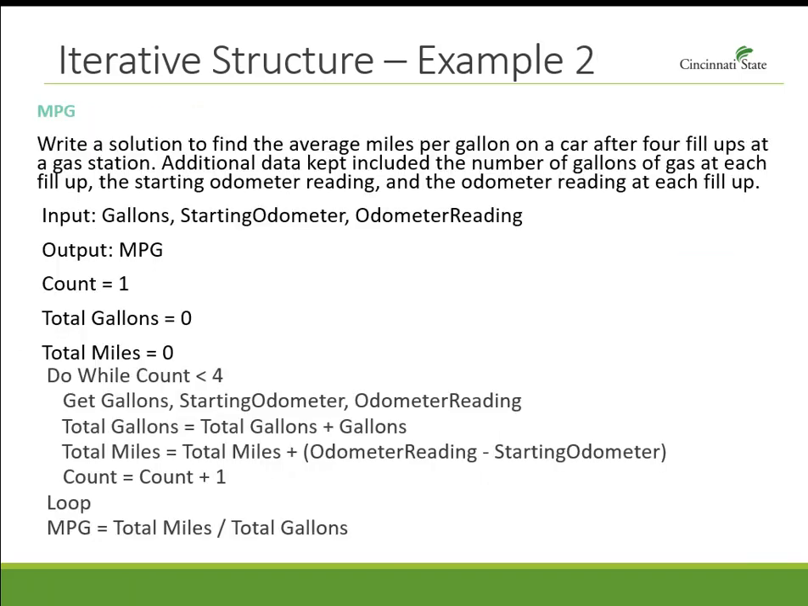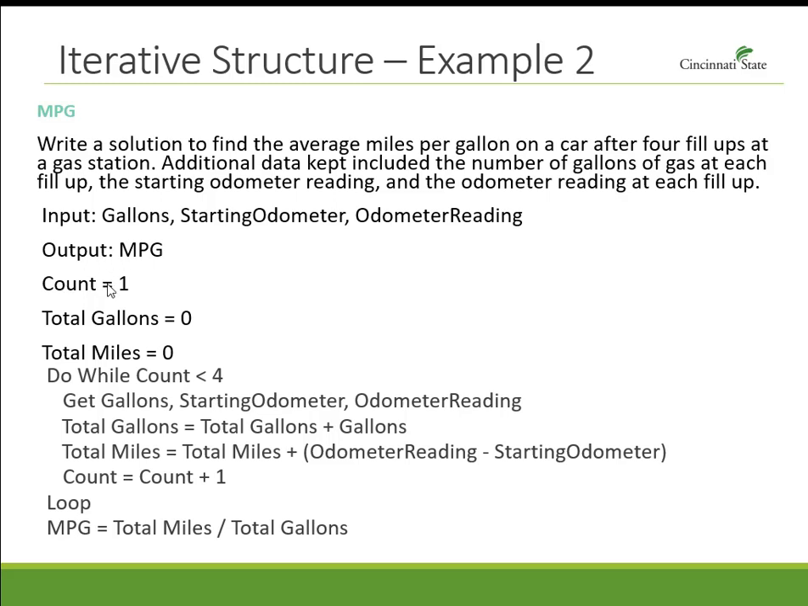Let's look at this example. We are going to write a solution to find the average miles per gallon on a car after 4 fill-ups at the gas station. Some of the data that you want to get: the number of gallons of gas at each fill-up, the starting odometer reading, and the odometer reading at each fill-up. We fill up the gas tank and we mark the odometer readings. We are going to loop through 4 fill-ups. Notice how you get your information inside the loop. Our input: gallons, starting odometer, odometer reading. Our output: MPG, as in miles per gallon.